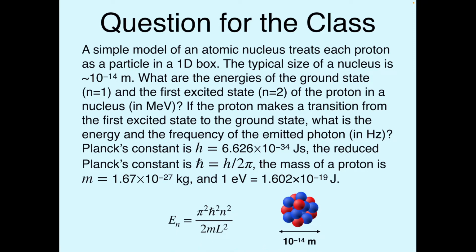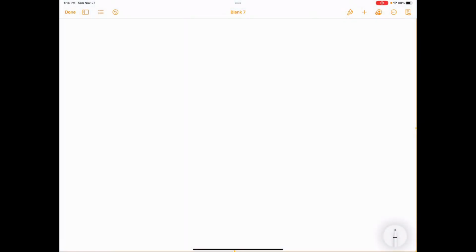And then lastly, you might need this formula right here, which gives us the energy levels for our particle in a 1D box. So pause the video, try to work these out, and then we'll go through it together. We'll start by calculating the ground state energy, that's E1 for this particle. E1 is equal to pi squared times h bar squared over 2m times L squared. That's the ground state energy for a particle in a box.